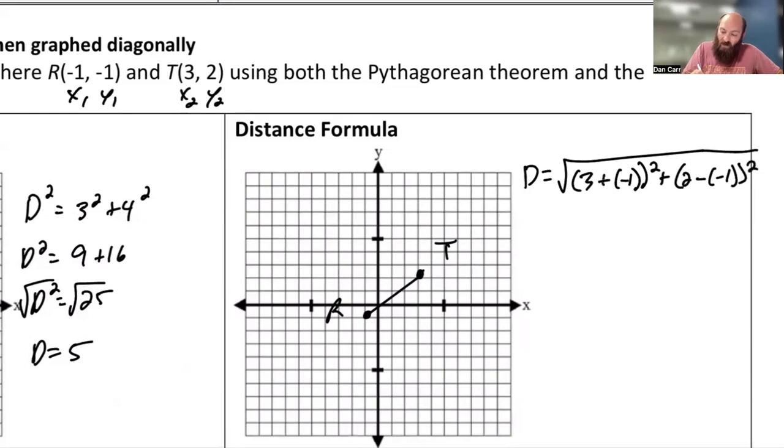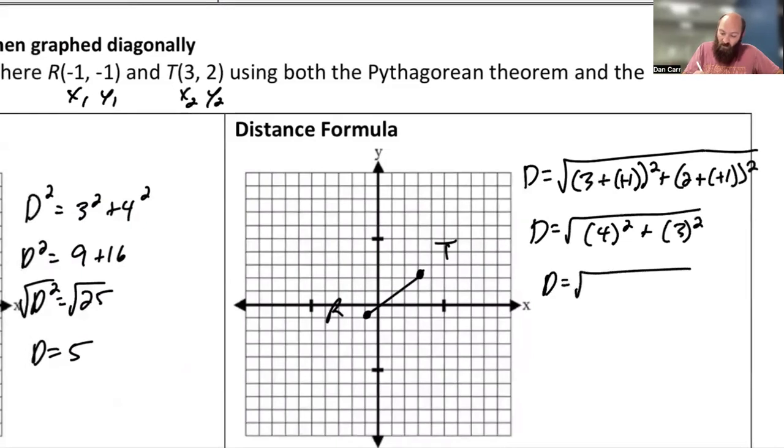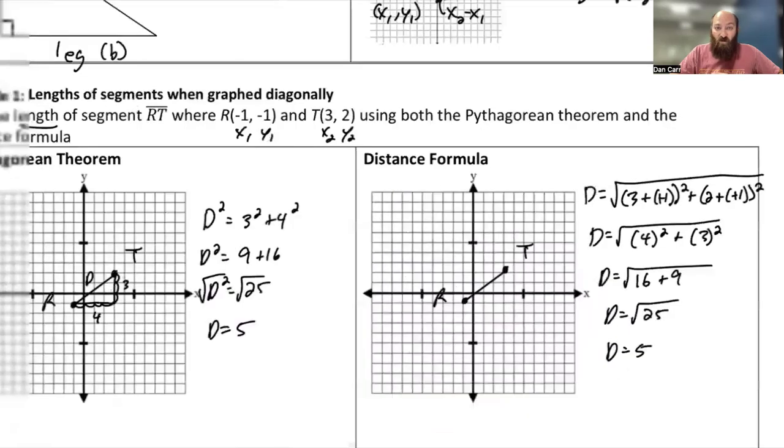When you subtract negatives, they turn into positives. So this is going to be the square root of 4 squared. This is going to become positive as well, so it's going to be 3 squared. From there, the distance is equal to the square root of 16 plus 9, which is the square root of 25, which is 5. Notice this is the same answer either way. It does not matter which method you use, whatever is more comfortable for you.